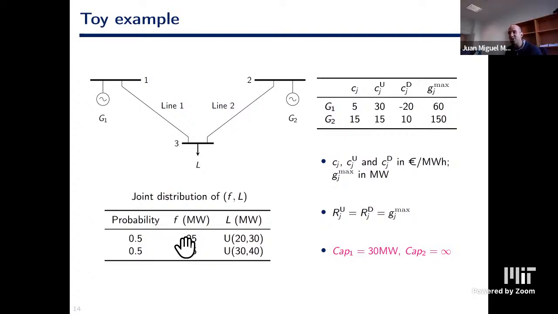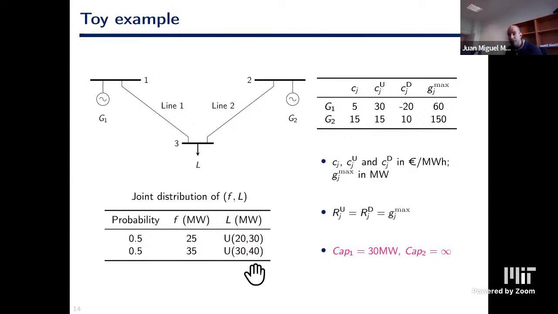Okay, so this joint distribution is telling us that with probability 0.5, the point forecast, the predicted load at this node, is going to be 25 megawatts. But then the actual load realized in real time is going to follow a uniform distribution between 20 and 30 megawatts. And with the other 0.5 probability, the predicted load at this node is going to be 35 megawatts, and the actual load realized in real time is going to follow a uniform distribution between 30 and 40.